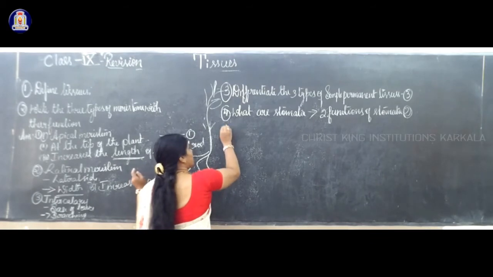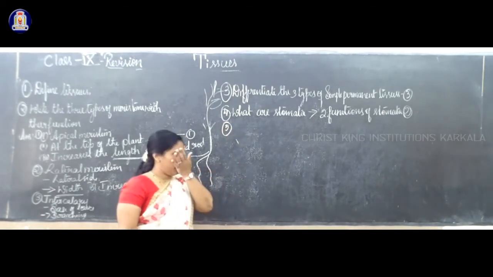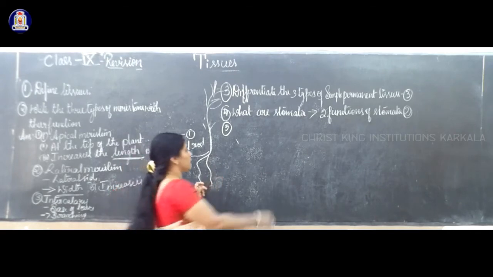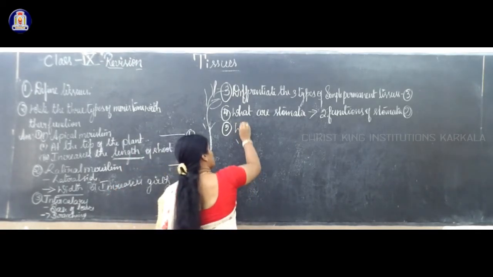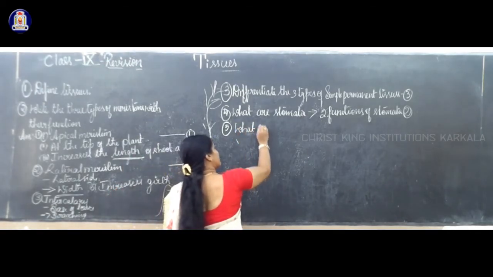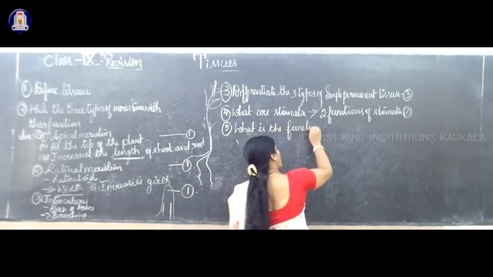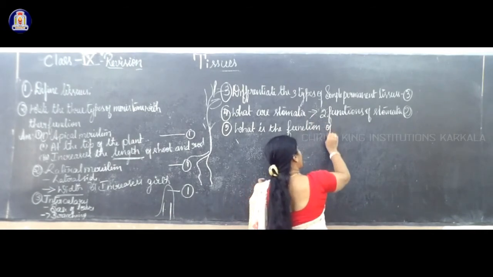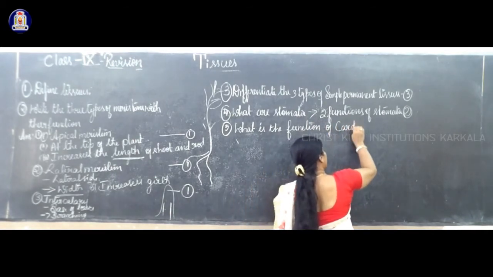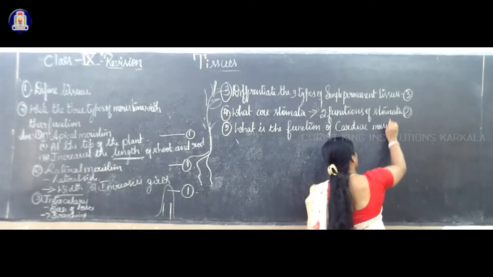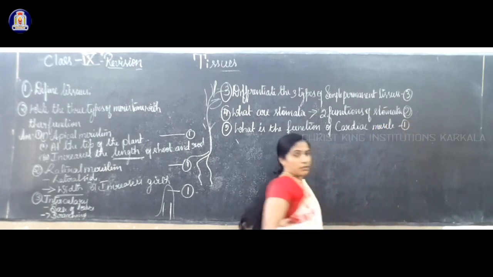Next one, after that, write, differentiate the three types. And what is the function of cardiac muscle? Cardiac muscle. It's 1 mark question, 1 mark question.